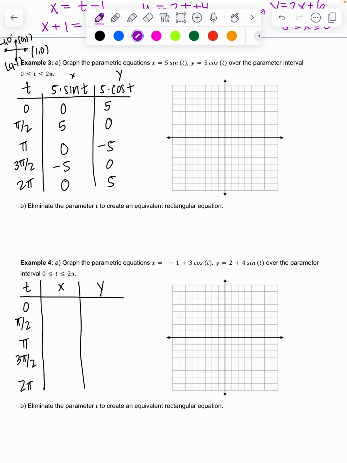So once again, I'm going to graph these points. And you're going to see that they kind of go back and forth. So notice how I'm going to be connecting them. So I start at 0, 5. Then I go to 5, 0. Okay, I'm not going to draw a straight line because I know that cosine and sine are curves.